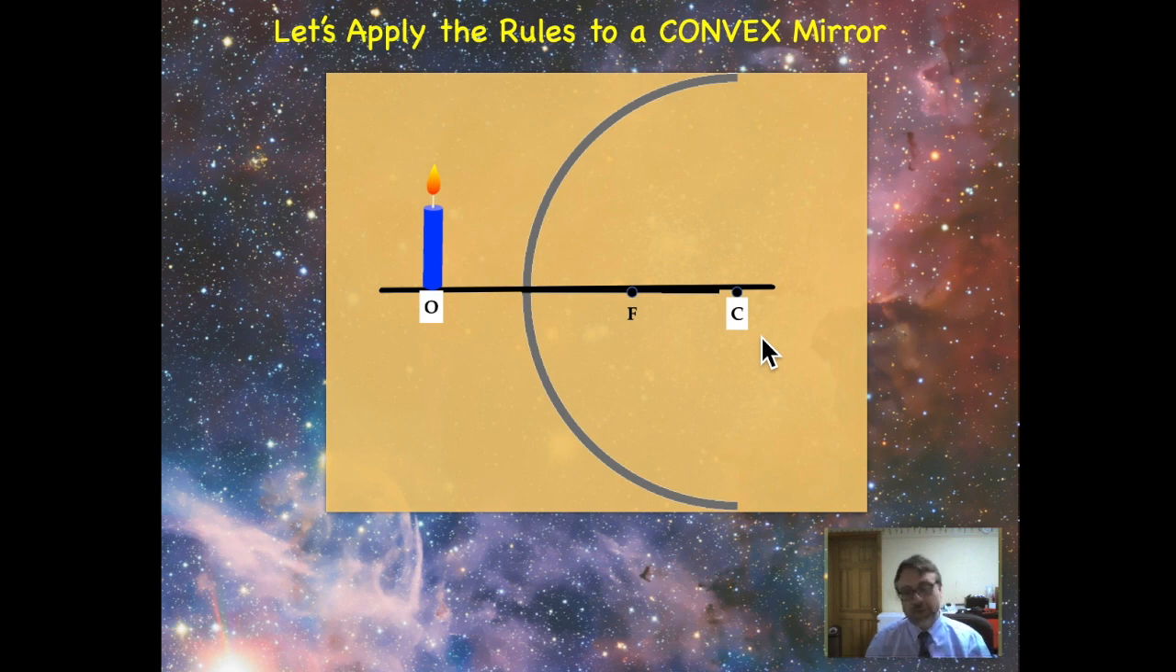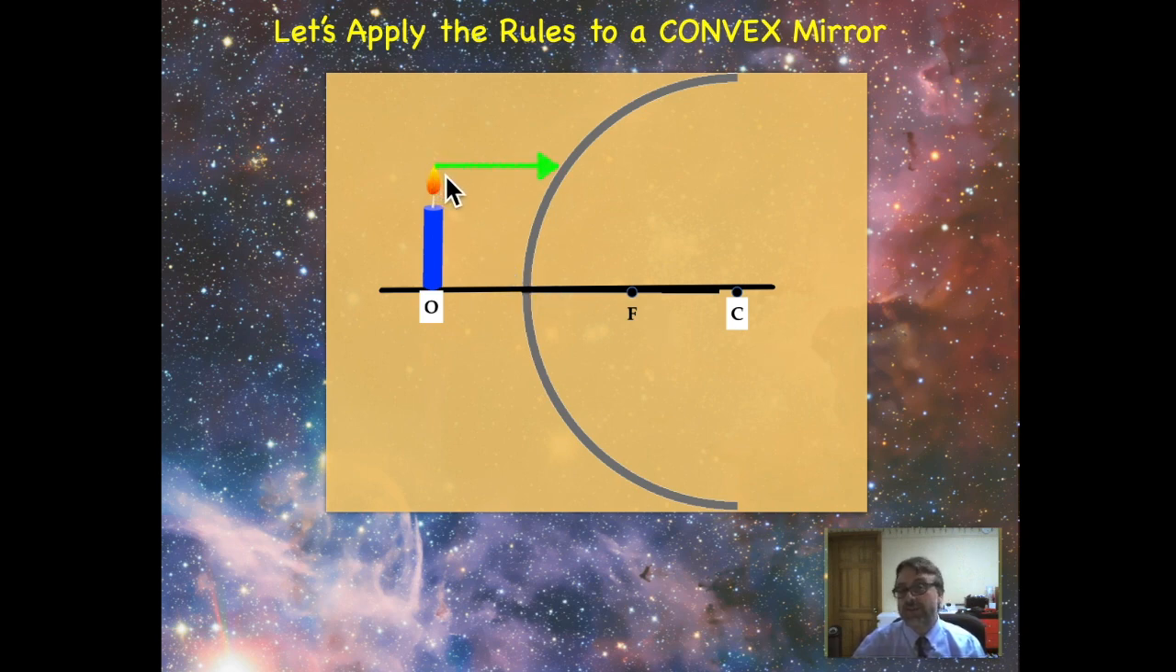So it's a little bit tricky at first to apply our rules. But if we're careful and do what makes sense, it's not that hard. So let's start with sending a ray to the mirror that we normally do. I will send a ray parallel to the principal axis.